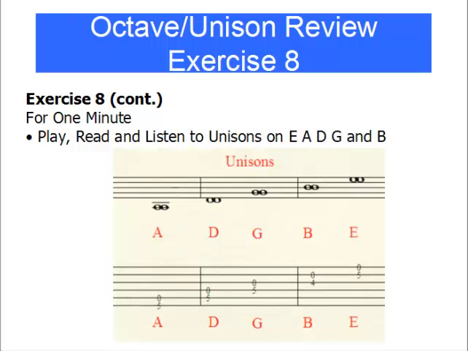Alright, unisons on A. Here we go. On D. You're tuning your guitar. G. B. Go to the 4th fret. Still not in tune there for me. And then the E. I'm playing a little sharp.